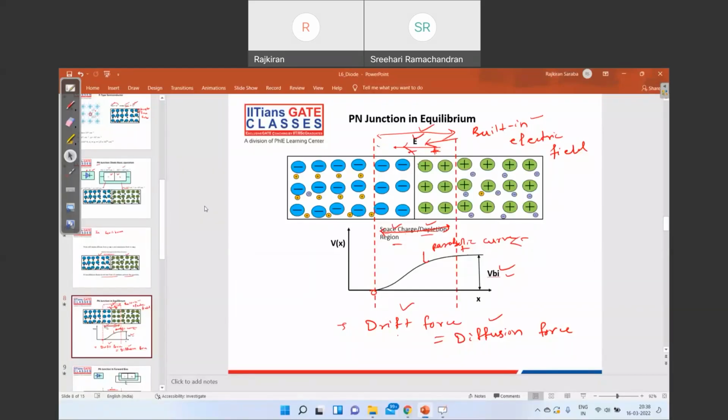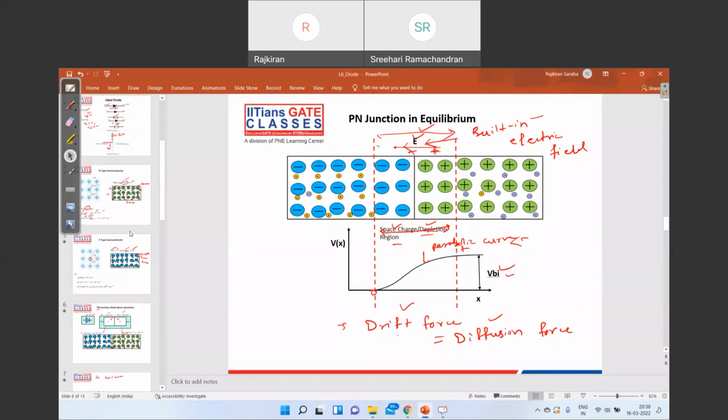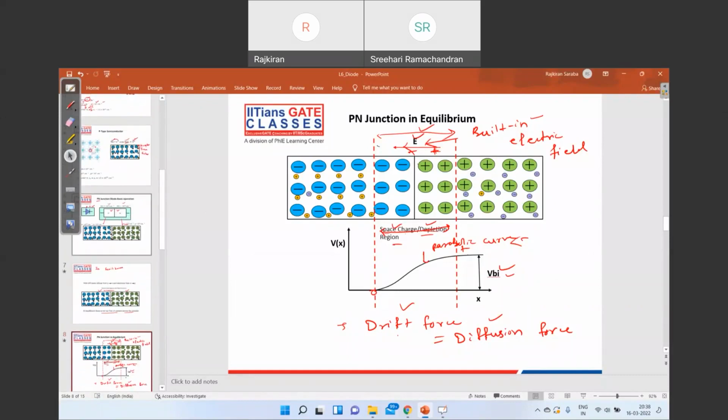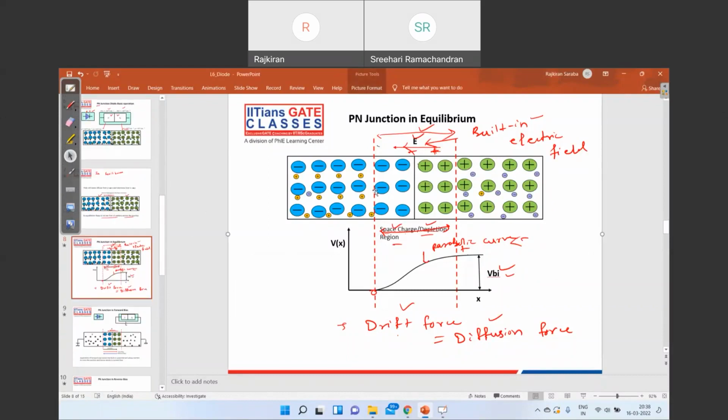Good evening. So last class we discussed the PN junction in equilibrium. In equilibrium we have seen that because of the concentration gradient, there is a movement of holes from p side to n side, and a movement of electrons from n side to p side. So at the junction we have a depletion width which is almost devoid of carriers.